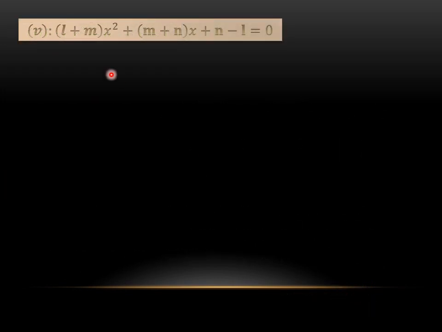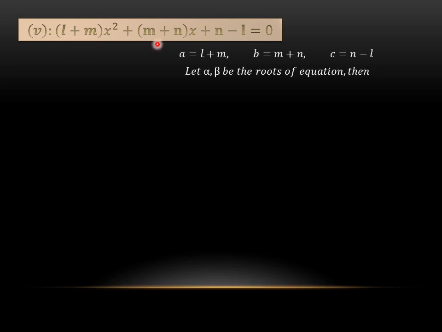Coming to part 5. The coefficient with x square is L plus m, so it will denote A. The coefficient with x is m plus n, so that will be B. And the constant term is n minus L, so that will denote C. Let alpha and beta be the roots of the equation.